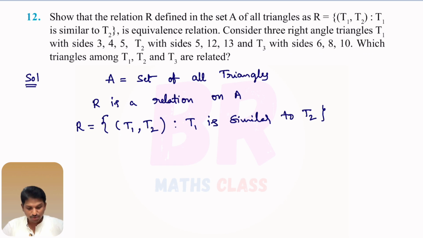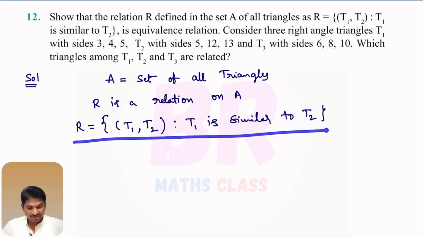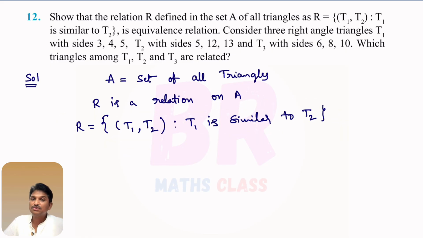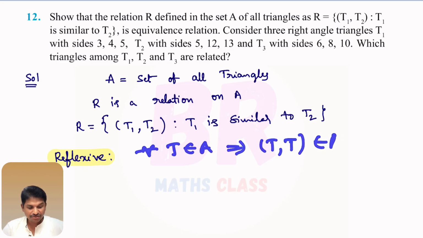First, I'll prove that the relation on A is an equivalence relation. When I say this relation is an equivalence relation, it must be reflexive, symmetric and transitive. When we say this relation is reflexive, if we take any triangle T, and the ordered pair T, T belongs to the relation, then we say that the relation is reflexive.